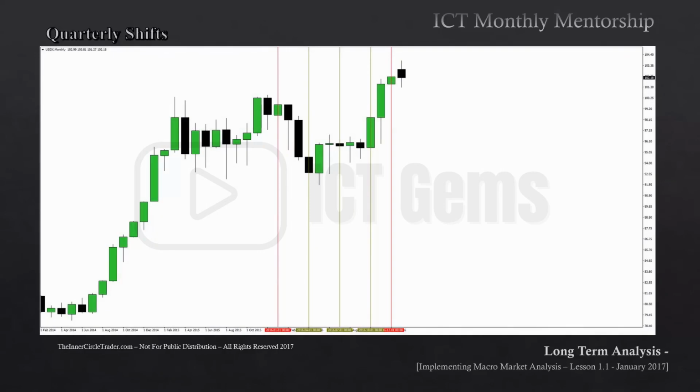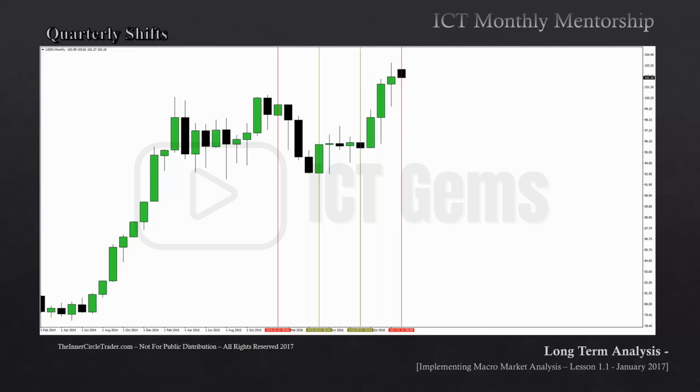Okay, what we're looking at here is the dollar index on a monthly chart. And what I did was outline a full year, January to January. And I want you to take a look at the price swings in between all of these reference points vertically. As you can see, there's a couple different market shifts that take place.